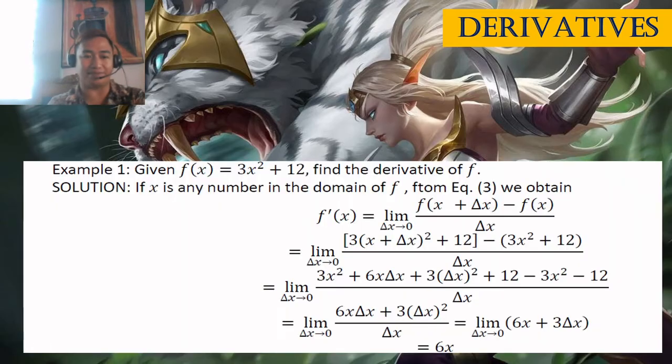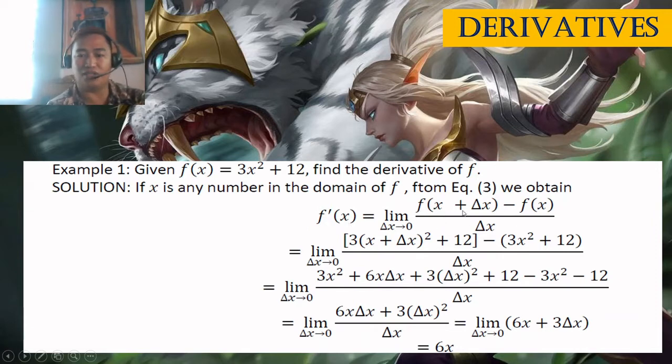Okay? Next. Example 1. Given f of x is equal to 3x squared plus 12, find the derivative of f. So, solution. Kani nga solution, class, kani pinakataas nga solution, maggamit ta og limit. Unya, class, natay shortcut para ani. Tanawon nato kung magamit ta aning limit. If x is any number in the domain of f, from equation 3, we obtain f prime of x.